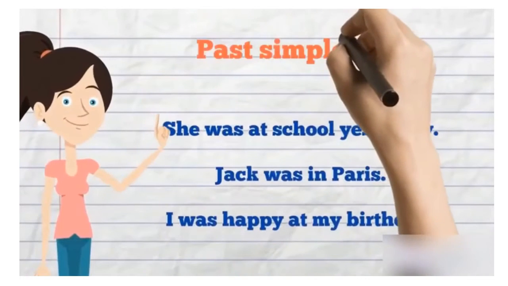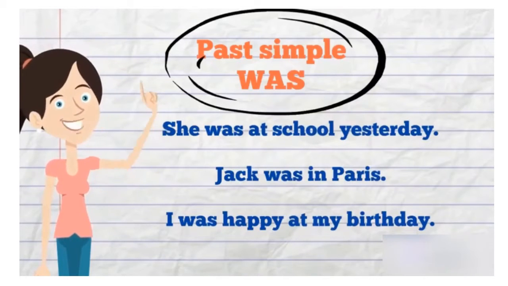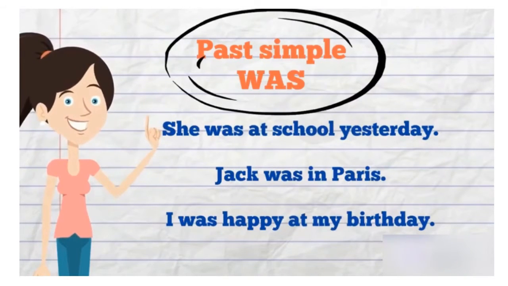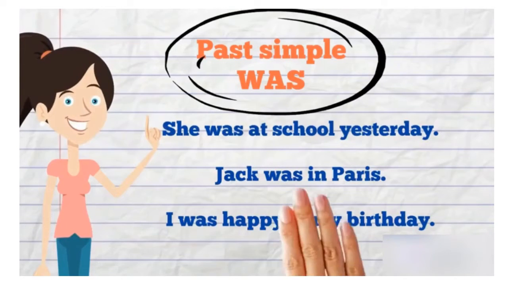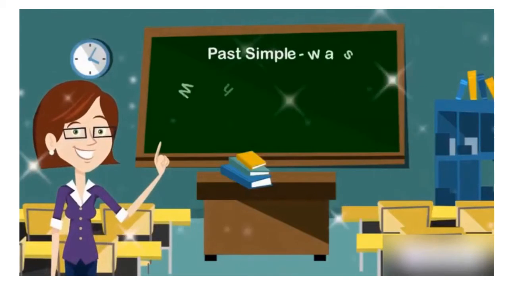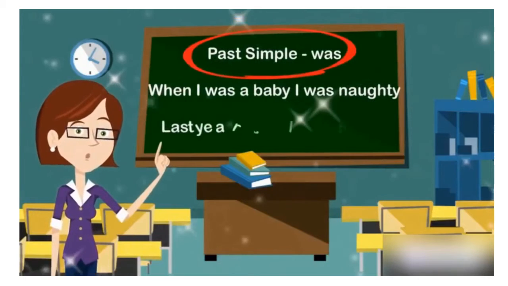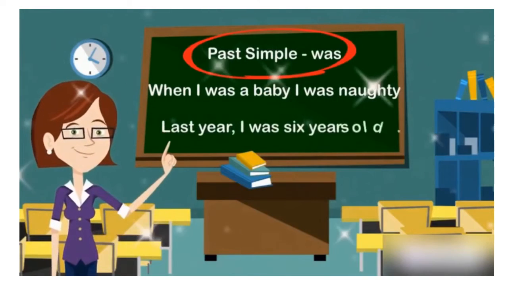Now let's make some examples with was. She was at school yesterday. Jack was in Paris. I was happy at my birthday. These sentences are made with was. Now let's make other examples. When I was a baby, I was naughty. Last year, I was 6 years old.